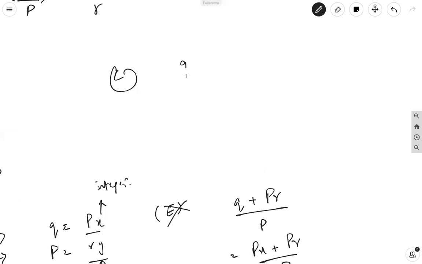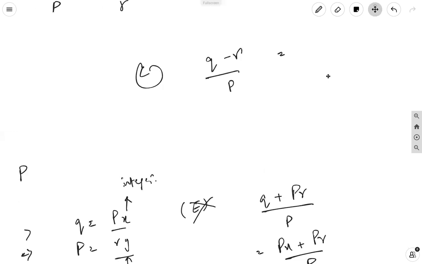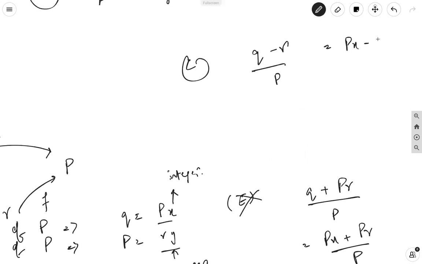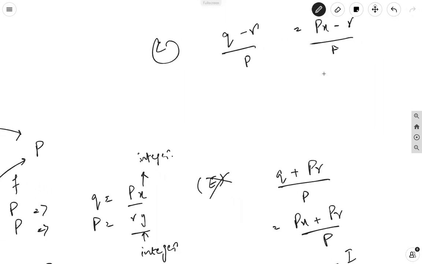C is Q minus R over P, right? So what is Q? Q is Px minus R, and P is equal to Ry. Let's keep this P for now. So this will be equal to x minus R by P. And as P is equal to Ry, this R over Ry cancels out. So this will be x minus 1 by y.